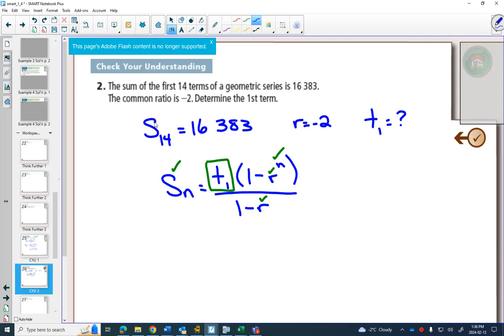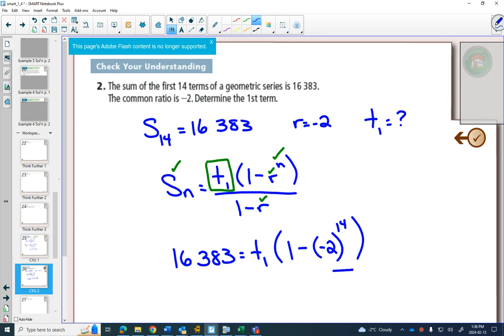So I know that S14 is 16,383. I know that r, put it in brackets because it's negative, is -2. And I would know that n is 14 over 1 minus -2.